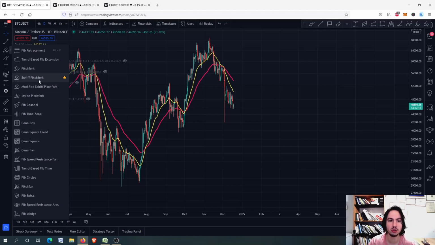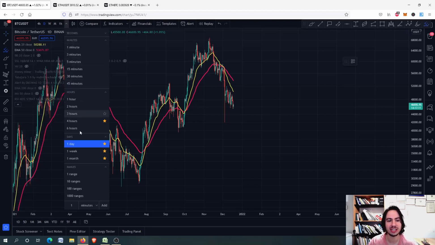So what we are going to do now is select the daily frame on Bitcoin. You go to the top left of your screen and select the daily frame. Daily frame means each candlestick represents 1 day of price action.